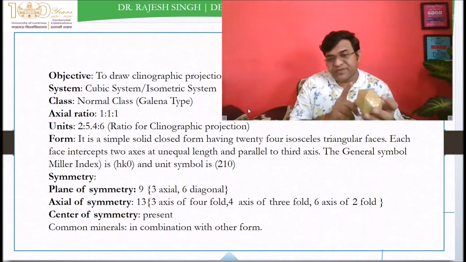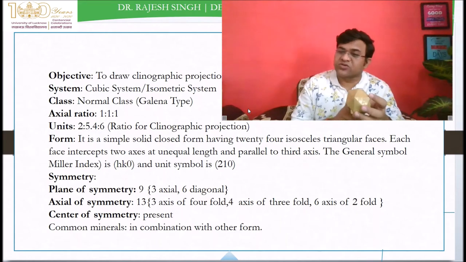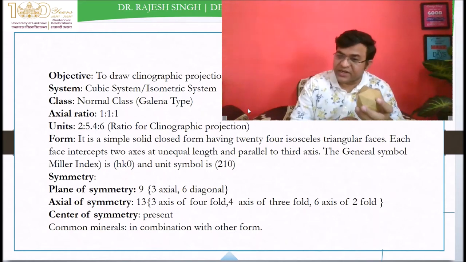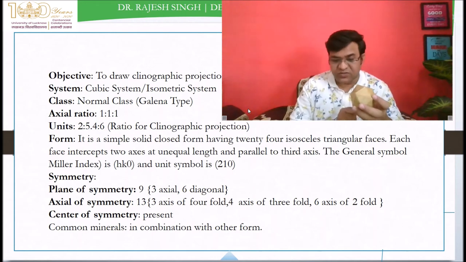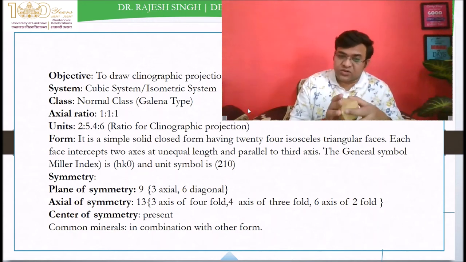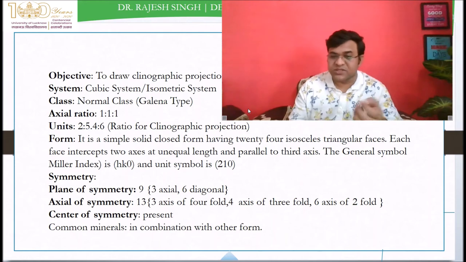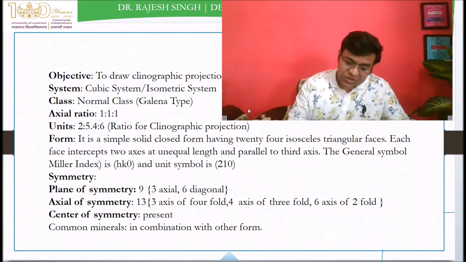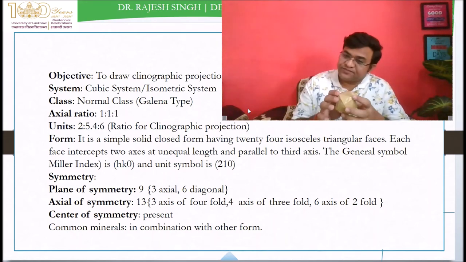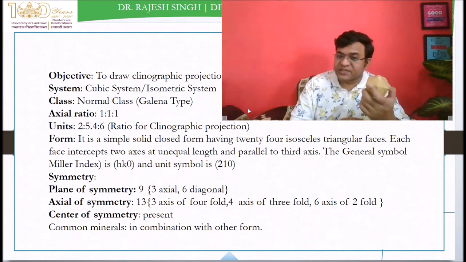Okay, and each face cuts two crystallographic axes at different lengths and is parallel to the third one. So the general Miller indices of this tetrahexahedron is hk0, because one axis is parallel, and the unit symbol is 210. So in this model you will get 9 planes of symmetry and 13 axes of symmetry.